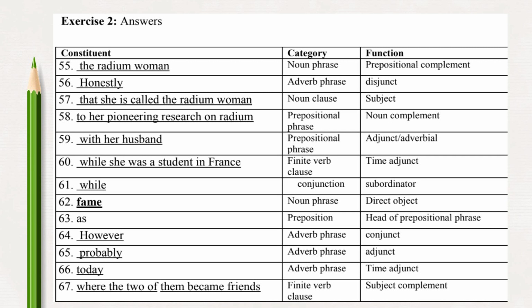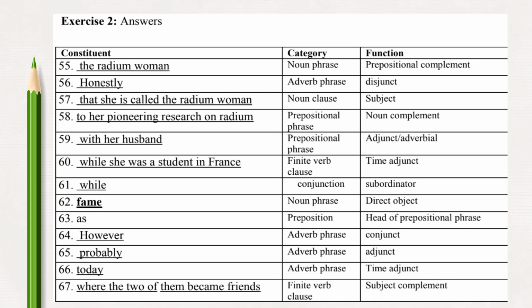Fame noun phrase or function direct object. As is preposition or function head of prepositional phrase. However is adverb phrase or function conjunct. Probably is adverb phrase or function is adjunct. Today is adverb phrase or function is time adjunct.